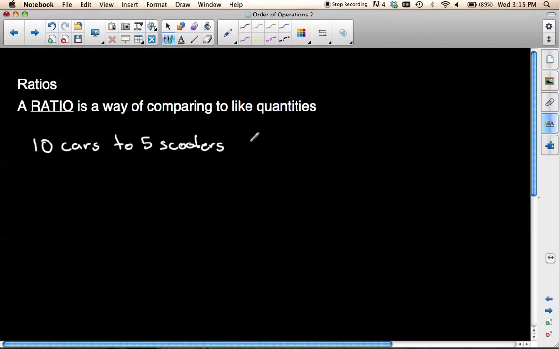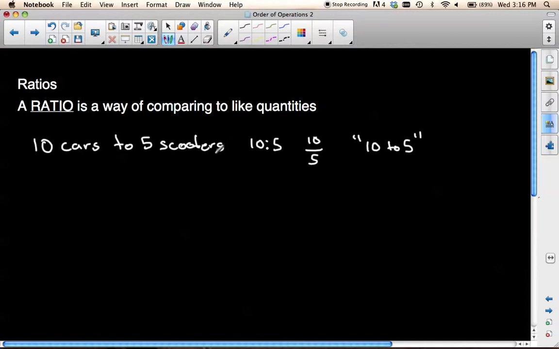Now, it can be written as 10 to 5, as a fraction, 10 over 5, or with a colon, 10 to 5. But what exactly does that mean? Well, it means for every 10 cars, I have 5 scooters. So that is what a ratio is. If I have 20 cars, I'm going to have 10 scooters.